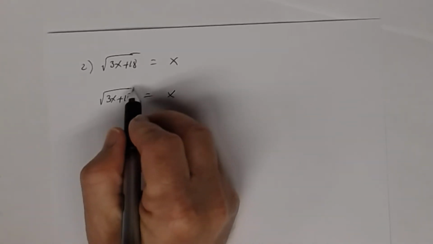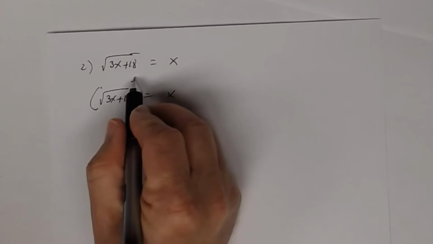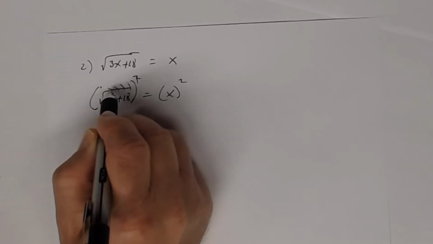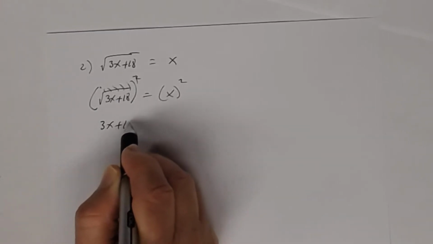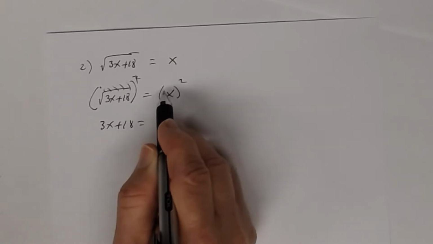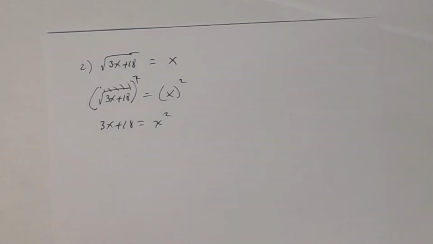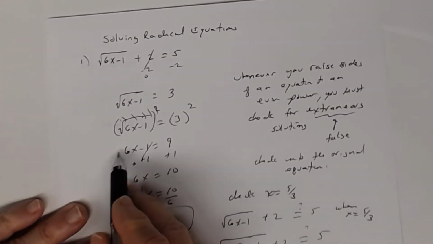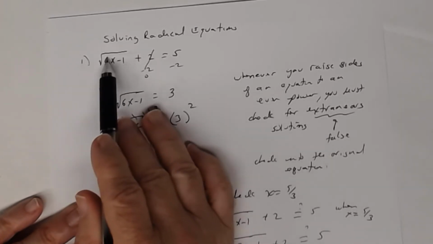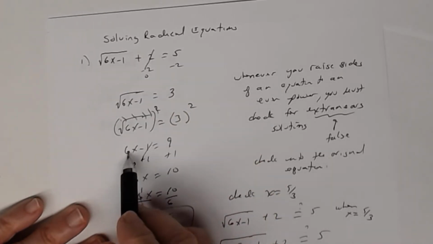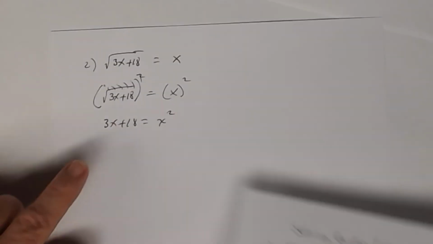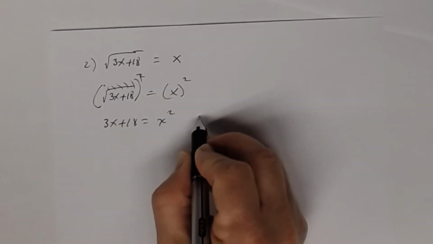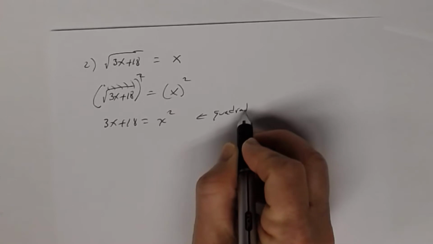So I just wrote this over. Then to get rid of that square root, you're going to square both sides. Now notice the square and the square root undo each other. So you're left with 3x plus 18 is equal to, and remember, x times x is x squared. So that's where I'm at. Notice I no longer have that square root, just like over here. So I went from a square root equation to a linear equation. Here, I went from a square root equation to a quadratic equation.